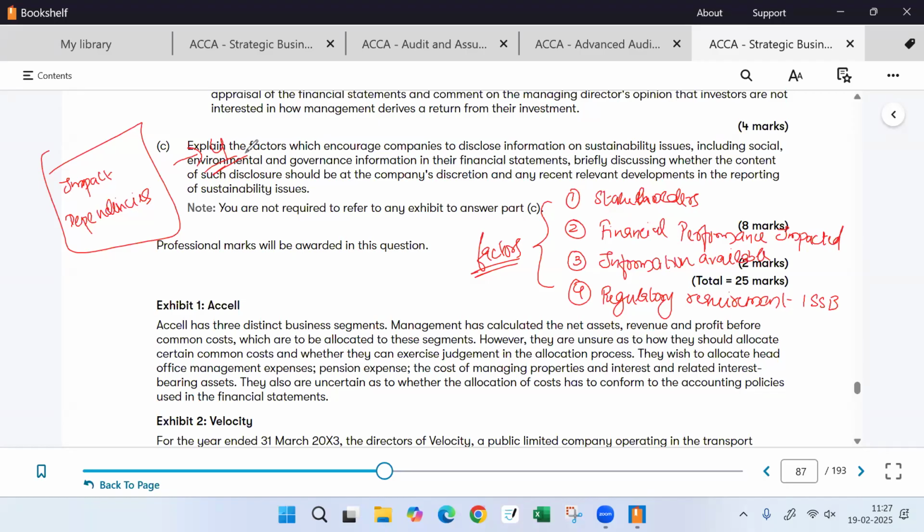Okay. Right. See, one thing that I'm very particular about is that it doesn't matter if you know the standard in and out. If you're not able to apply it to the scenario, you're not going to score marks. So if you want to score marks, it doesn't matter if you know the standard or not. All that matters is, are you taking information from the standard and giving your opinion of that standard relating to the scenario? If you're able to do that, you will score marks. Otherwise, you will not score marks.